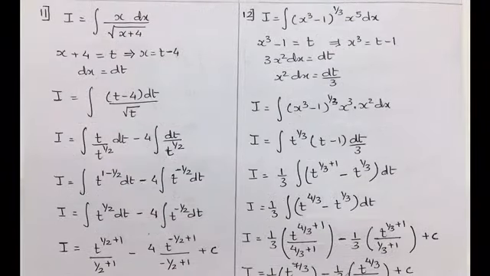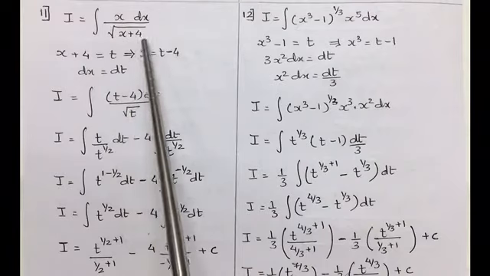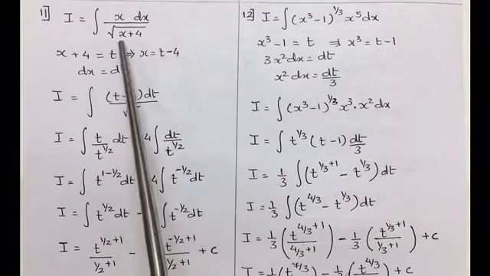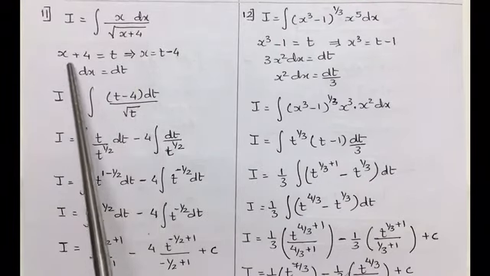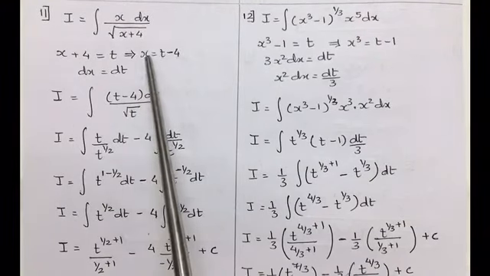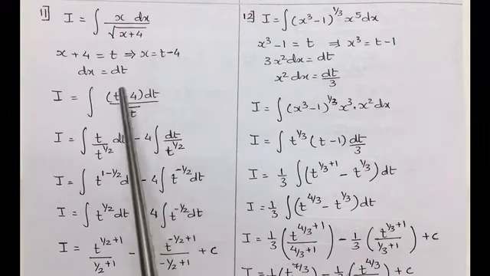11th one is integration x upon root of x plus 4 dx. Now to remove the root, and as we cannot make use of division rule, we will assume directly x plus 4 equal to t. So x will be replaced by taking 4 the other side, t minus 4.